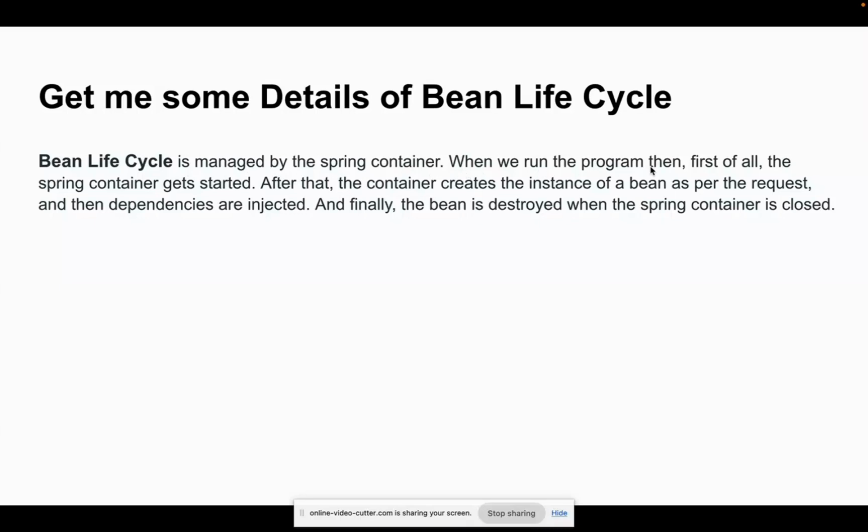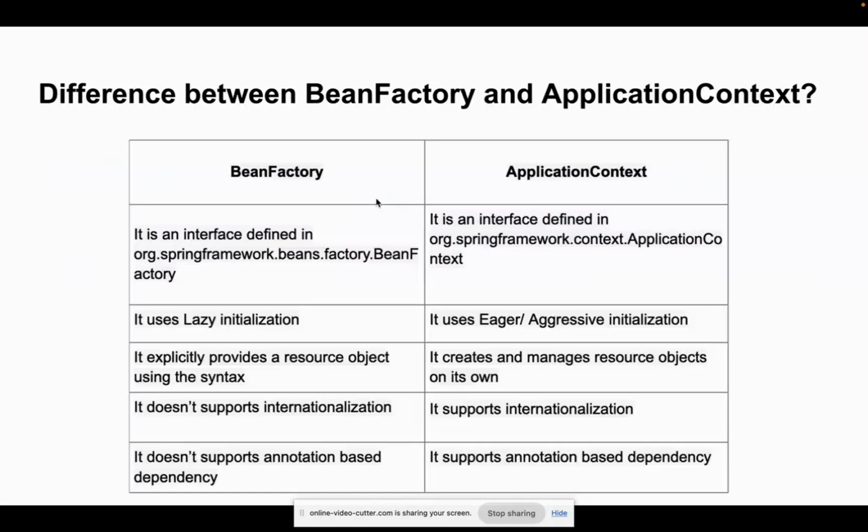When we run the program, first of all, the Spring container gets started. After that, the container creates the instance of a Bean as per request. Then dependencies are injected. And finally, the Bean is destroyed when the Spring container is closed. That is a simple step-by-step look at the Bean life cycle. Actually, inside the Bean life cycle there are many component layers, but it's really difficult to talk about each component. You can just remember the easy steps of the Bean life cycle.